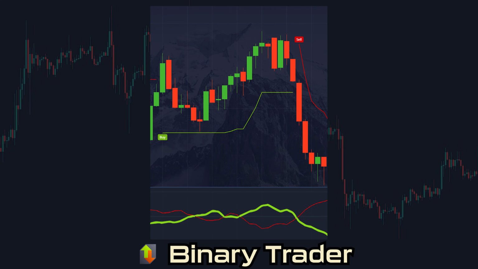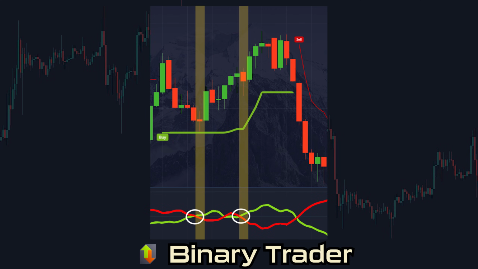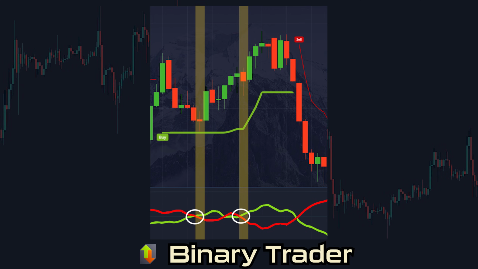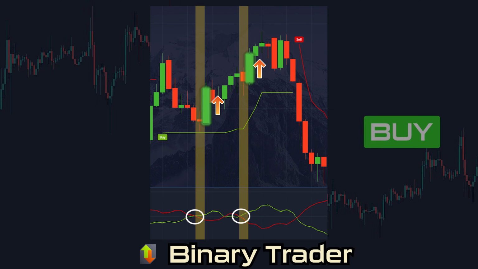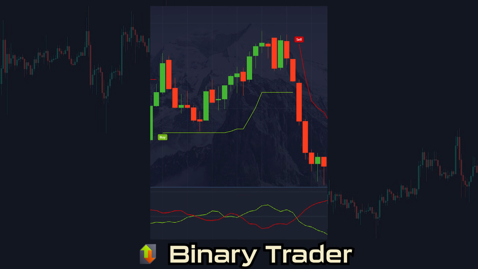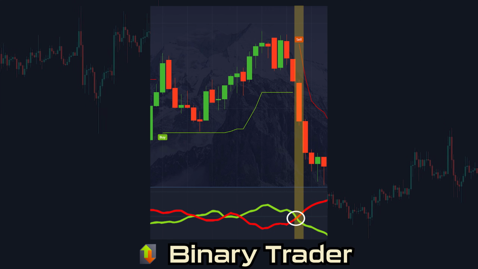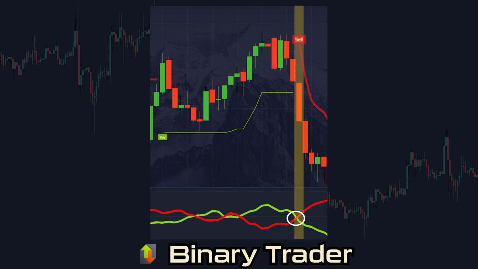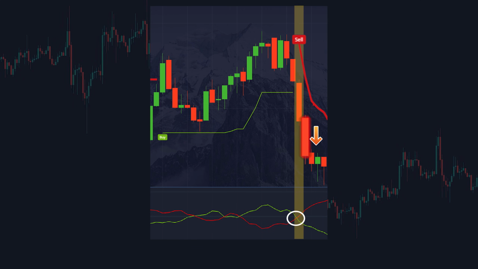When the green line of Vortex crosses above its red line, and SuperTrend prints a green support line below candles, so it interprets a bullish trend, we anticipate price will rise, so place a buy. Similarly, when the red line of Vortex crosses above its green line, and SuperTrend shows a red resistance line above candles, we anticipate price will fall, so place a sell.